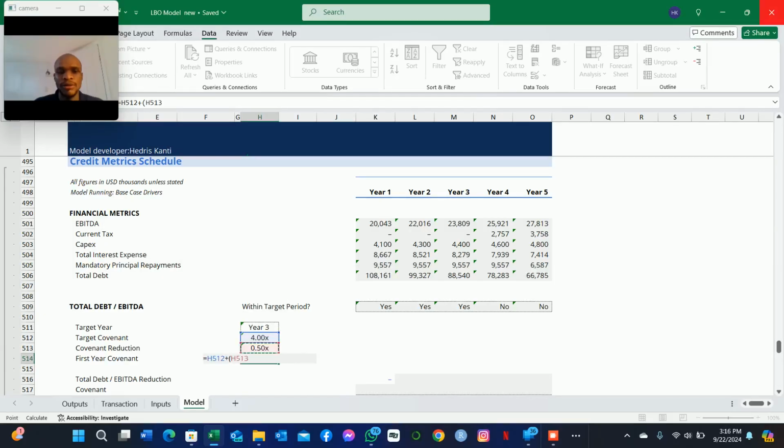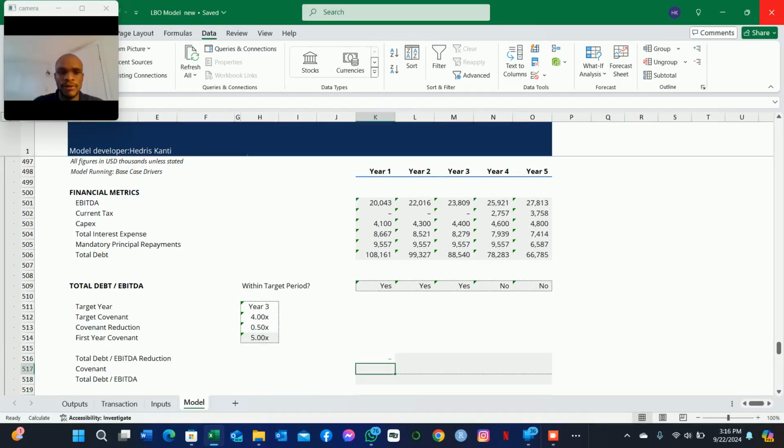So we take this, we add it to the target year, we subtract 1, and then we multiply everything by the covenant reduction. So it gives us our first year covenant of 5 times, and we're gonna reference that here so that by the end of year 3 we should be able to meet our target covenant of 4 times. So that's exactly what we are doing here.